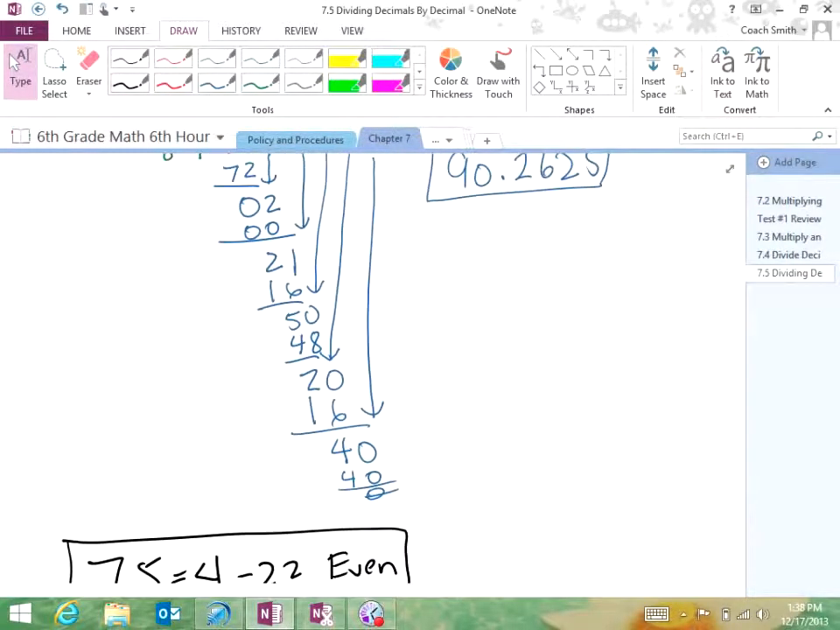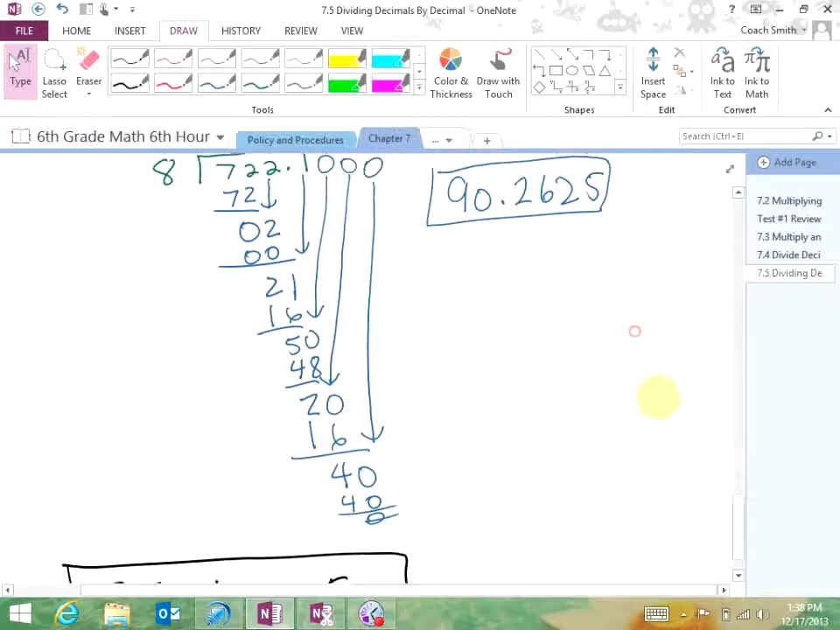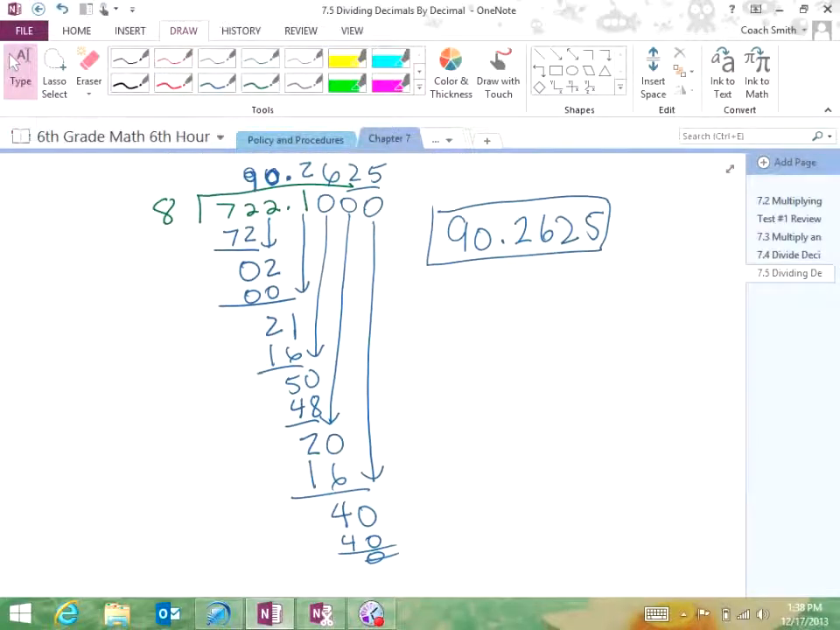Which one? Okay, so get to work. 4 through 22 even. No, because then your partner ends up doing all the work. Huh? I have to wait till she's done copying that. 4 through 22 even.